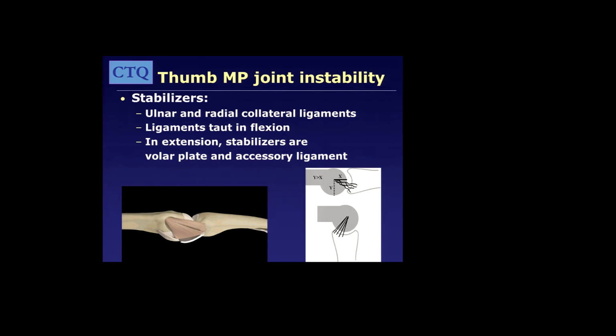Looking at the thumb MP joint, the primary stabilizers of the metacarpophalangeal joint of the thumb are the collateral ligaments. The collateral ligaments originate from the metacarpal head. There are two parts. One is the accessory, which attaches onto the volar plate. Then you have the proper, which is bone to bone. Remember that ligaments are lax in extension and taut in flexion, and as such, the testing should be done with the joint in some degree of flexion.